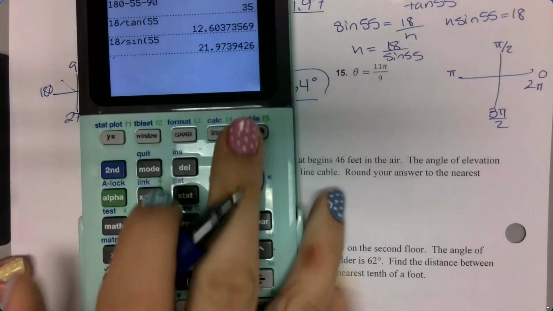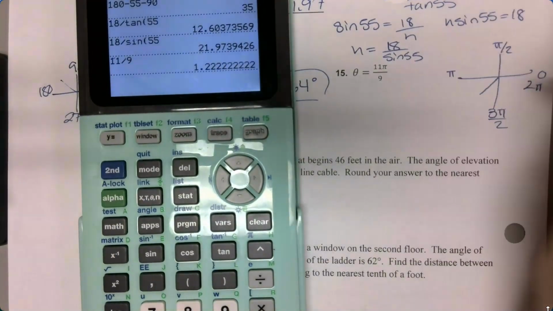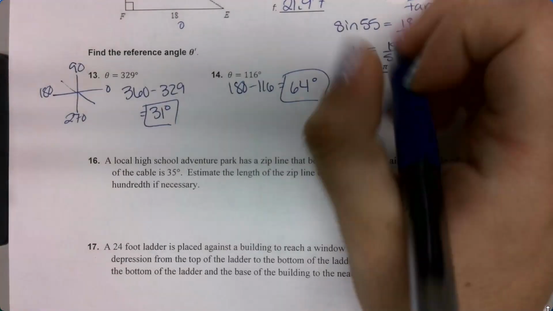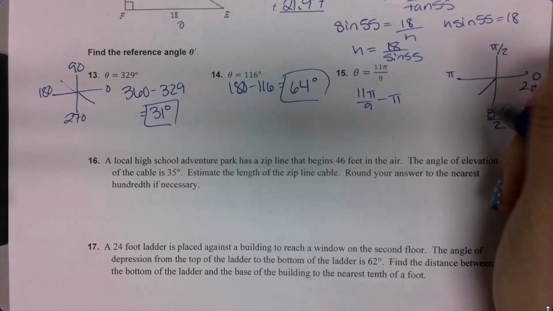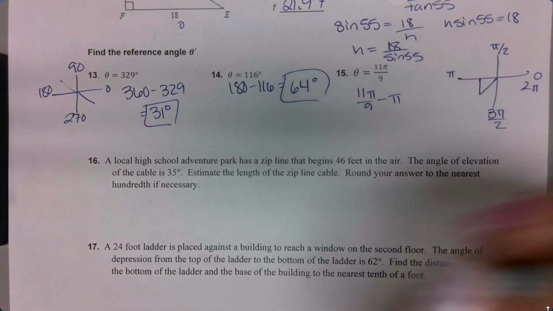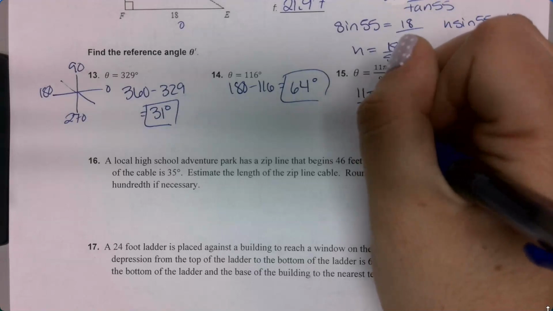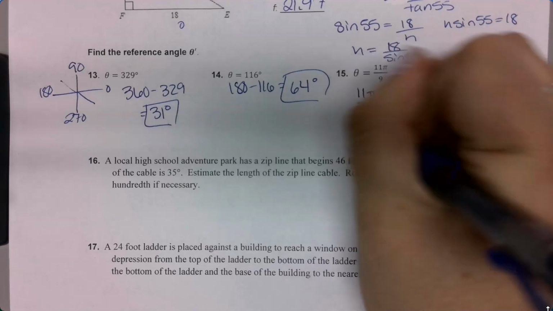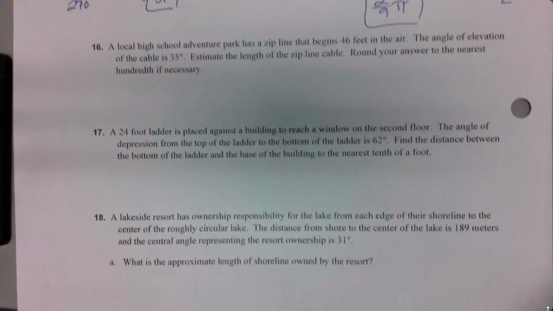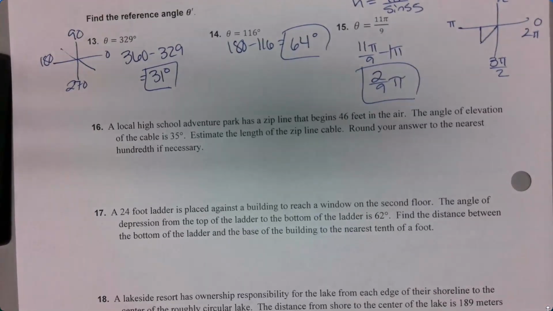Let me double check. Okay, so this is greater than 3.14, so it puts it in the third quadrant. So I'm going to take 11 pi ninths and subtract pi, because I'm trying to go to this x-axis. That is 11 ninths minus 1, which is going to be 2 ninths pi. I could do that on the calculator too. I would just type in my coefficients without the pi.